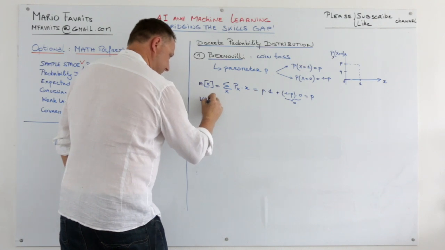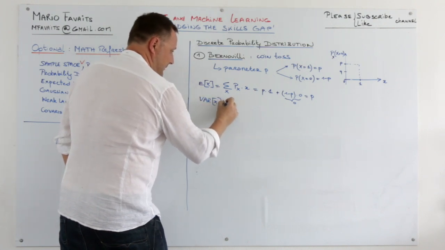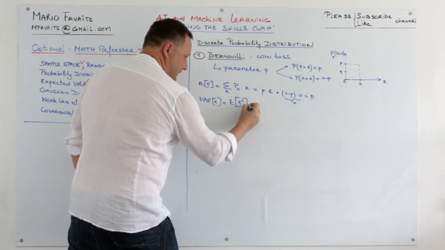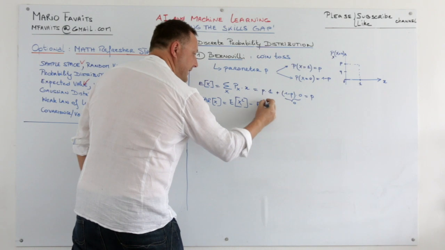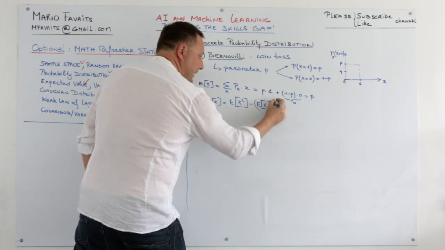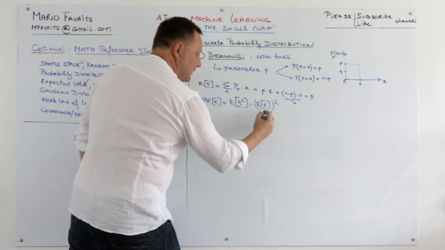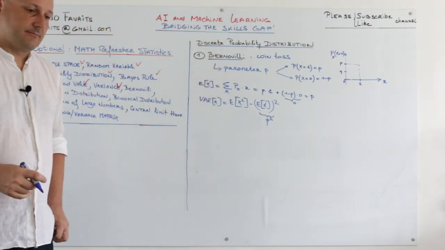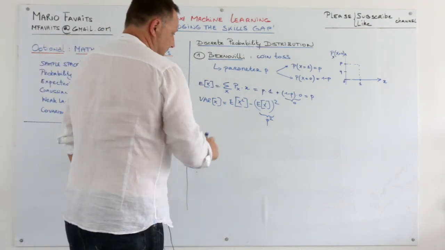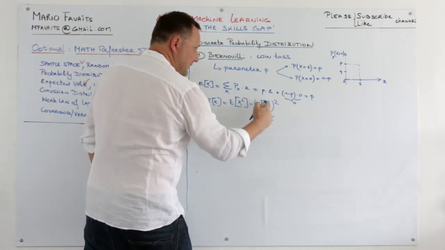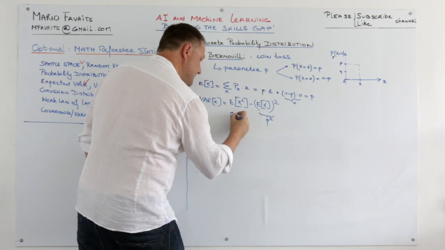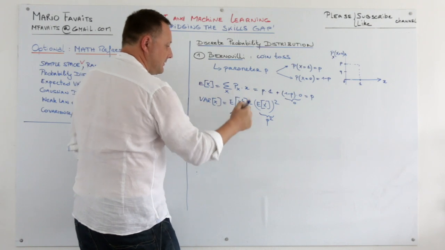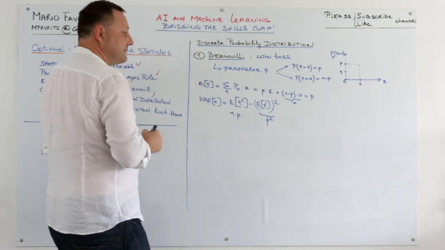Now the variance, and we remember the variance as the formula expected value of x squared minus the expected value of x squared. Now this we know, this is p squared. And this one is 1 times the chance that it happens, which is p.